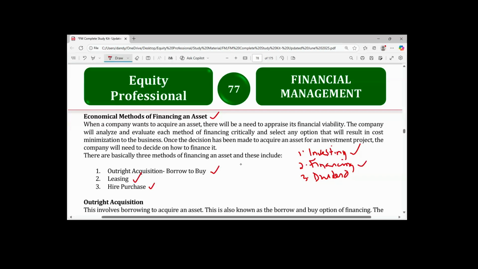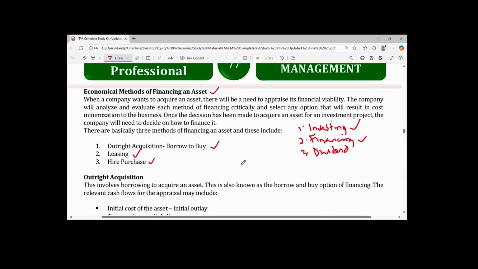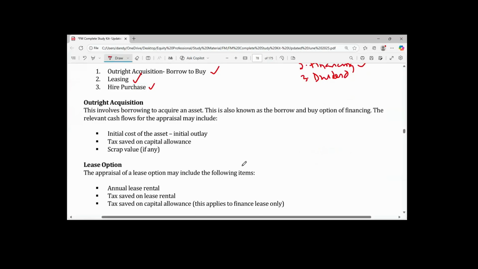Now, if you want to purchase the asset through outright acquisition, there are three variables that must be present in your calculation. You want to determine the most economical method of financing the asset. The first item is outright acquisition, which means that you are going to borrow a loan and then buy the asset. When you want to determine the NPV of outright acquisition, there are three variables that must be present in your calculation.